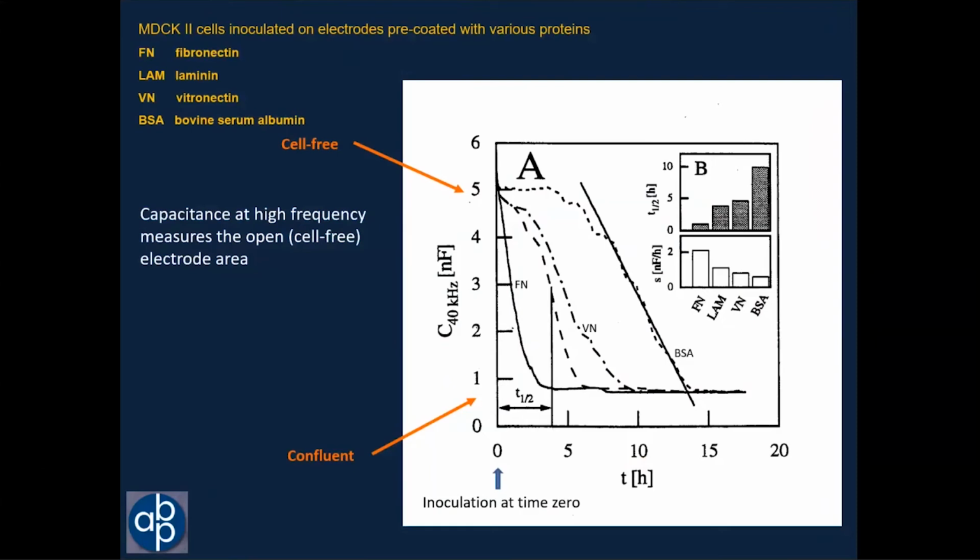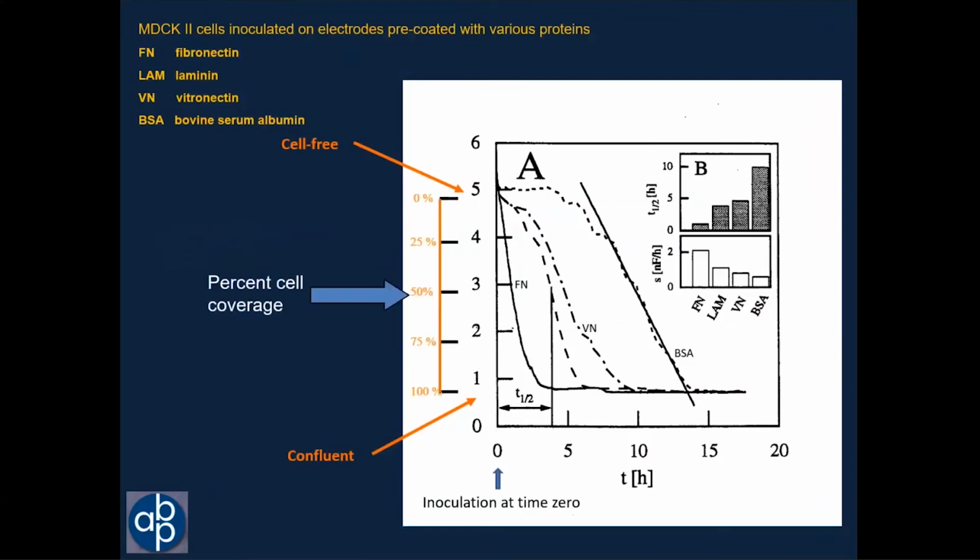And because of this relationship we just talked about, we could replace that axis with the percent of cell coverage. And as you can see, we go from 0 to 100% here. We could also talk about the time it takes for these to reach half coverage, or the slopes of these curves over a given time, which are shown in the small insets. So this is our preferred method to monitor the dynamics of cell attachment and spreading.